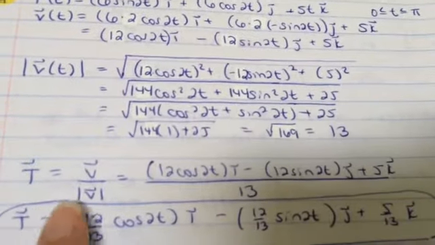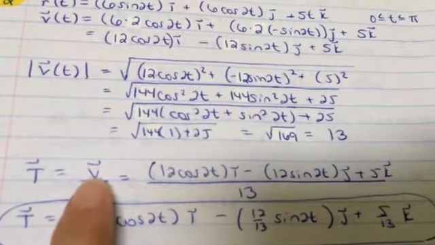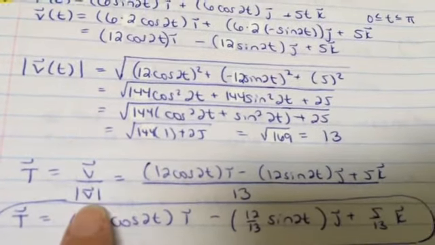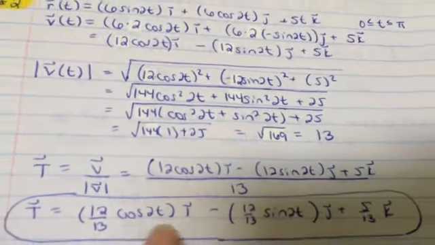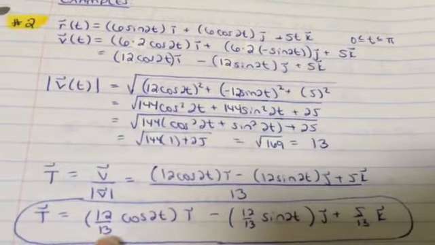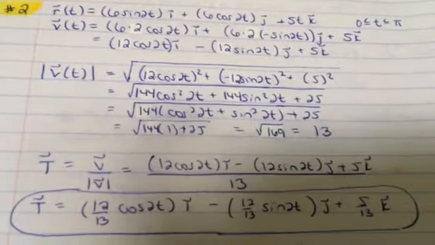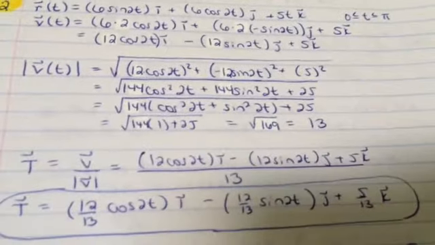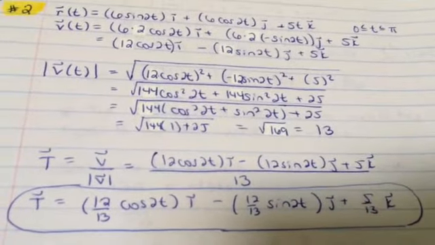Here it just happened to be a number. Okay, so for the unit tangent vector, I take my velocity vector, which was the derivative, I divide it by the magnitude, and then I break it up into individual pieces, and I get this. So this is the unit tangent vector, or the velocity vector made into length 1.